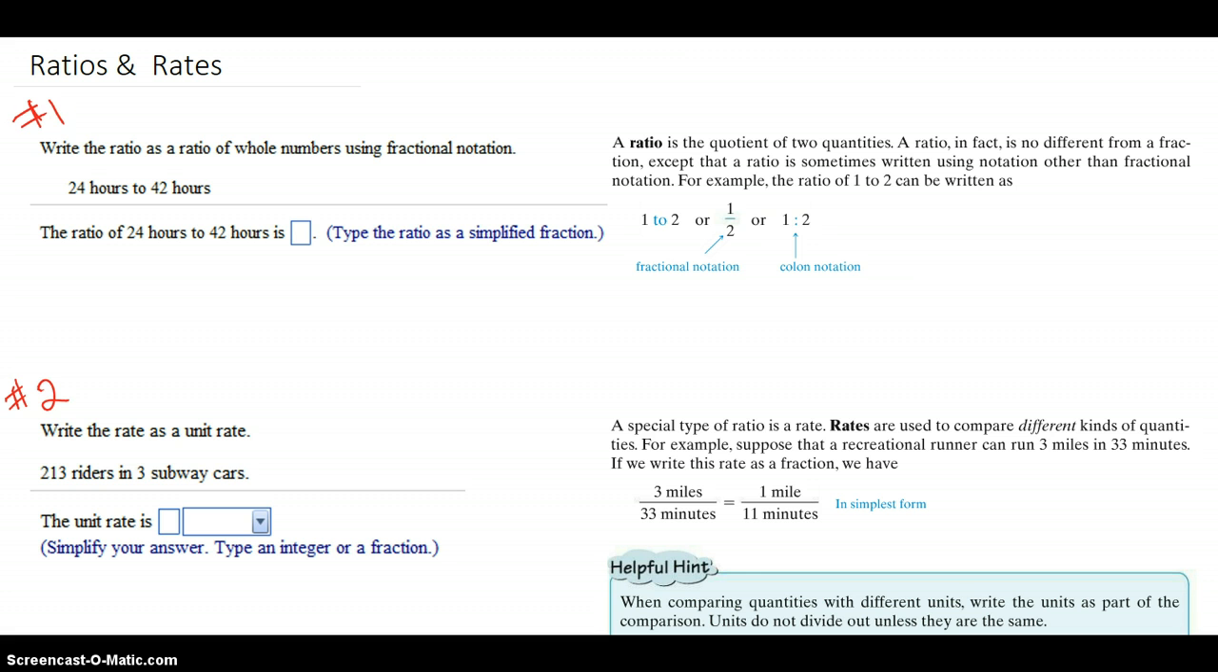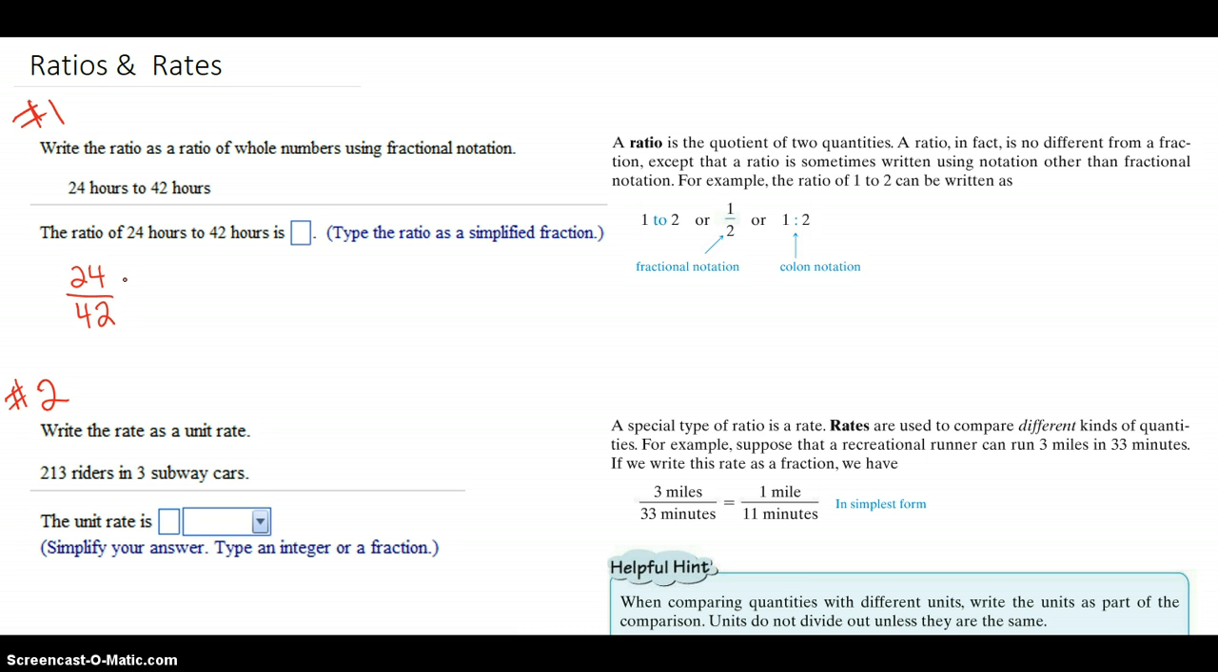So for question number 1, it says write the ratio as a ratio of whole numbers using fractional notation. So they want the fractional notation. The first thing is the 24, that must go in the numerator, and the 42 must go in the denominator. Now, in parentheses here, they tell you to write it as a simplified fraction. So we need to see if we can simplify this.